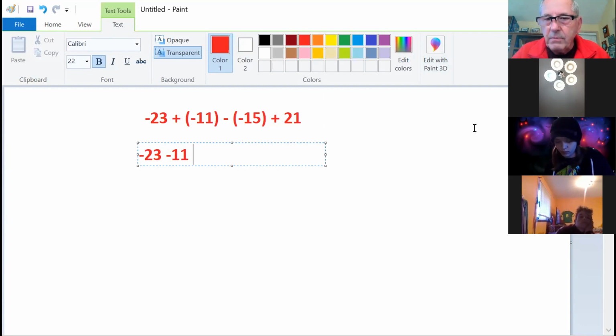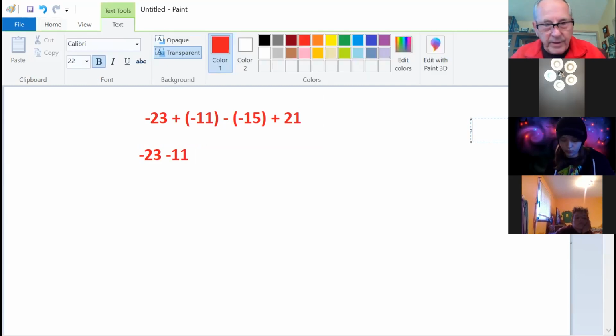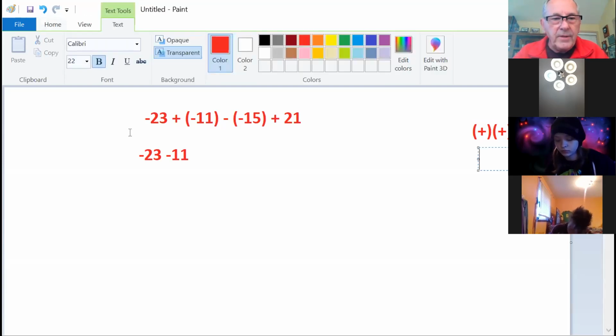What did we say that was? Remember our 4 options? You should have these written down. It should be like a positive times a positive. You guys got to commit this to memory, okay? That's a positive. And then in this particular case, it's a negative times a negative. What do we say a negative times a negative is? Positive. Yeah, it's a positive, right?